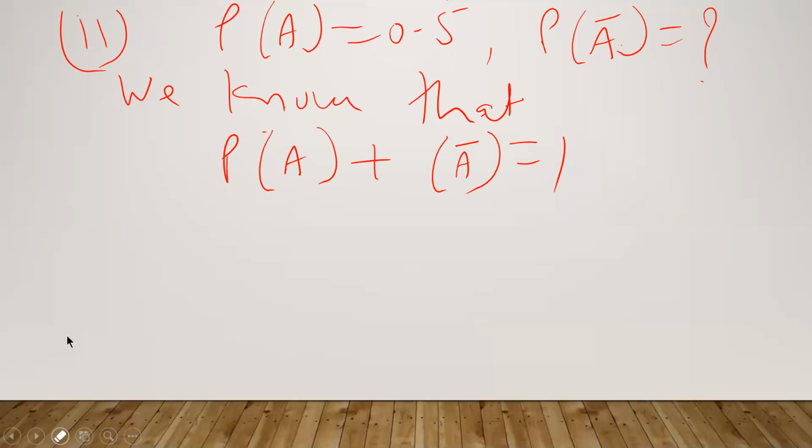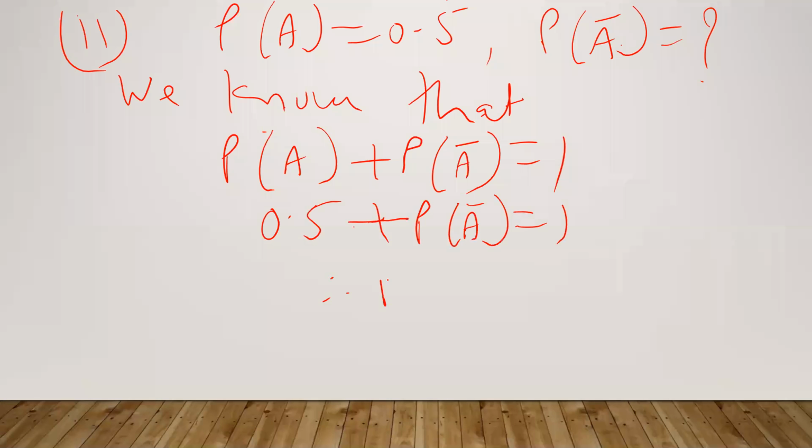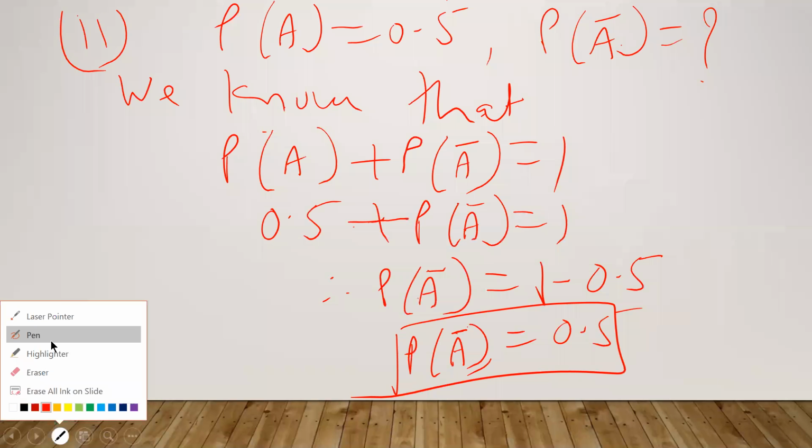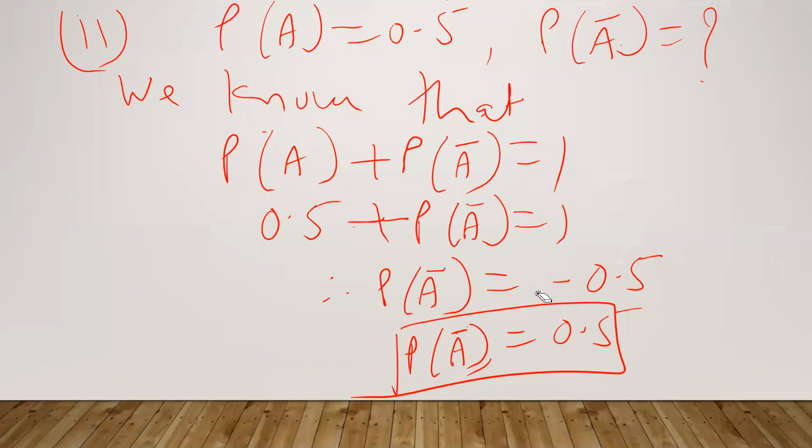So remember this formula: probability of A plus probability of A complement is 1. Probability of A is 0.5, and this you have to calculate: A bar. So what is probability of A complement? 1, and 0.5 shifted to the other side will give you minus 0.5. So probability of A complement is 0.5. This is how we have seen today the applications of these two formulae.